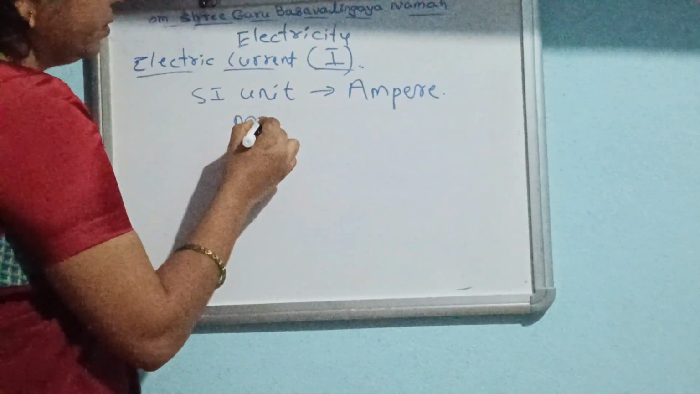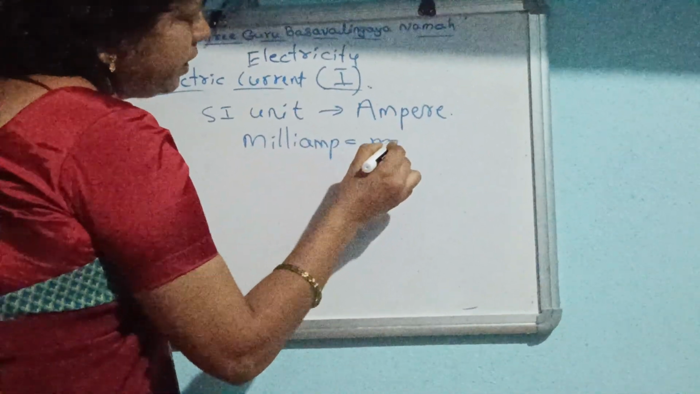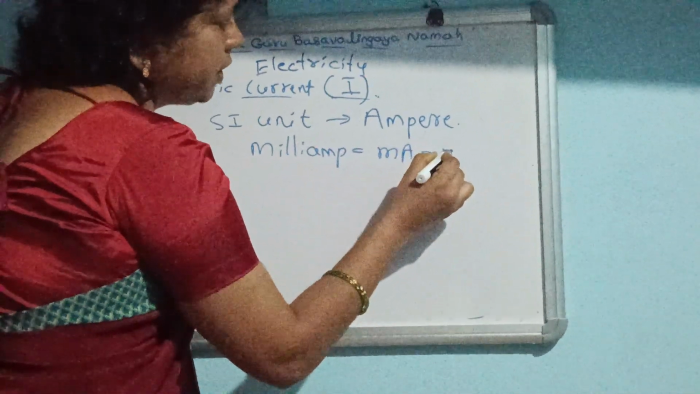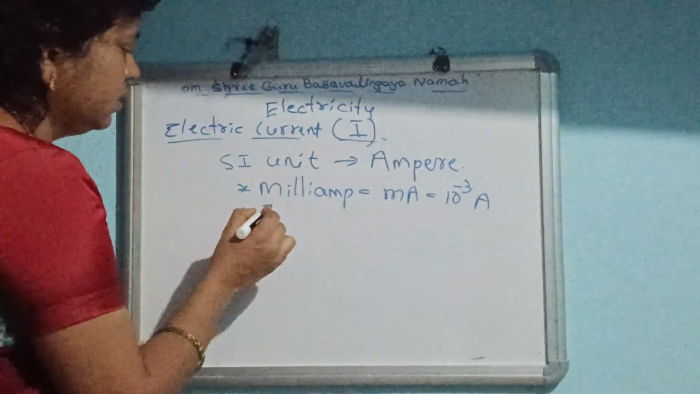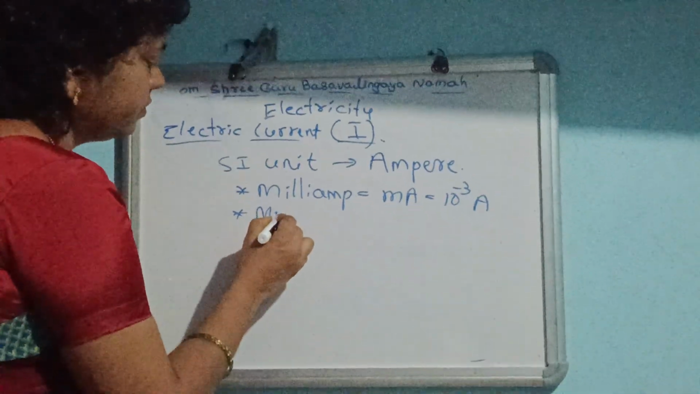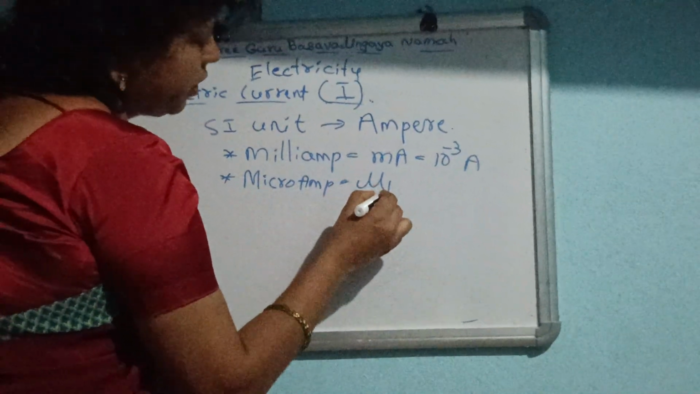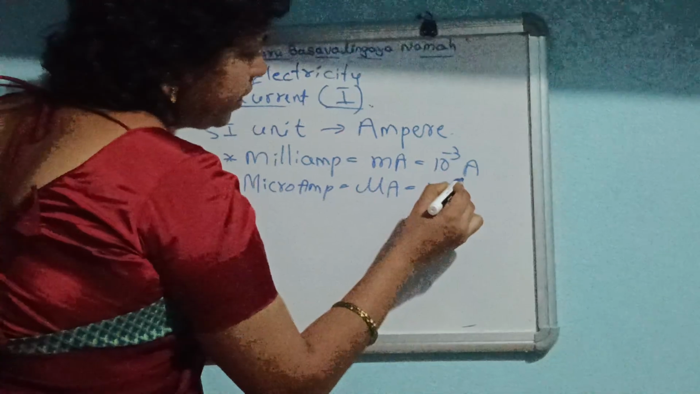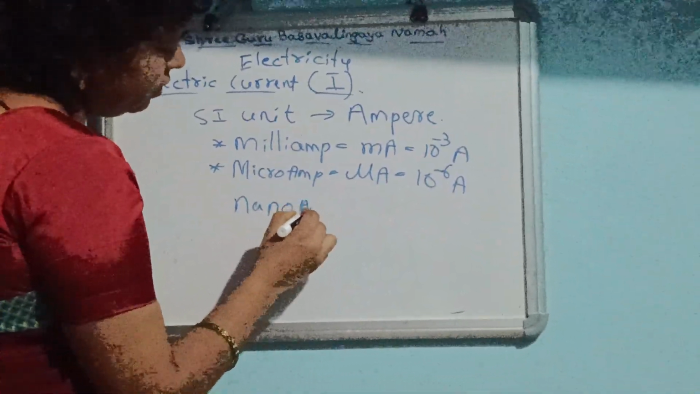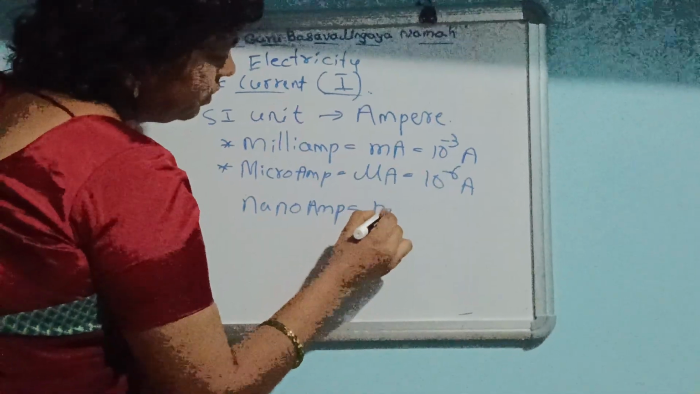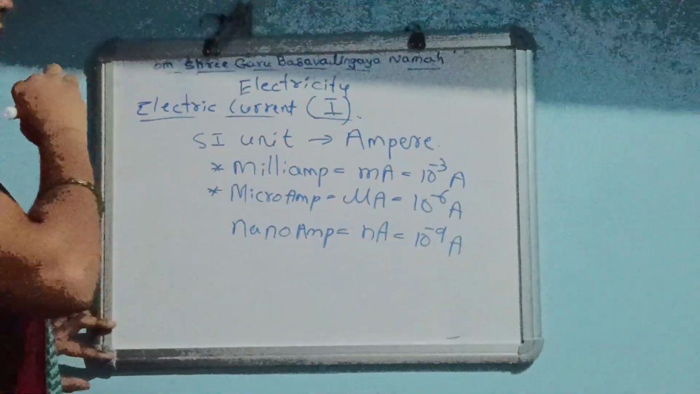Short milliamp, that is milliamp means 10 to the power minus 3 amp, and the microamp, that is microamp 10 to the power minus 6 A, or nanoamp, that is 10 to the power minus 9 ampere.